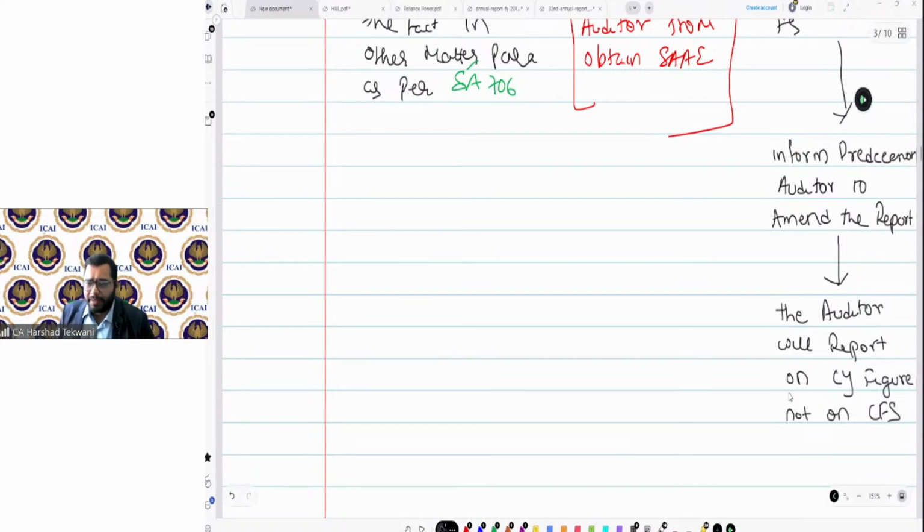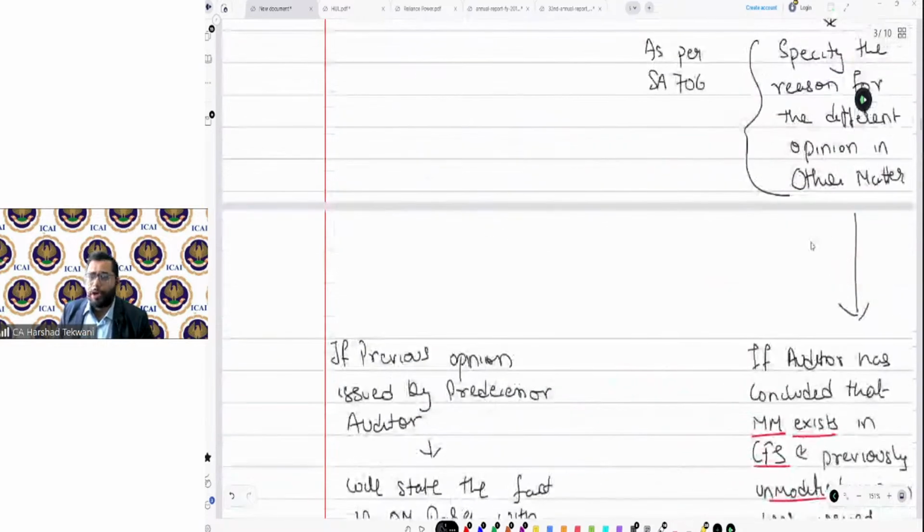And this particular fact, that there was an audit opinion that was issued, that was amended, and a new audit opinion has been issued, will be reported in an other matter paragraph. So SA 706 will be there. I will still be reporting in SA 706.